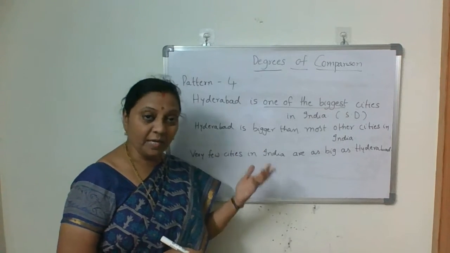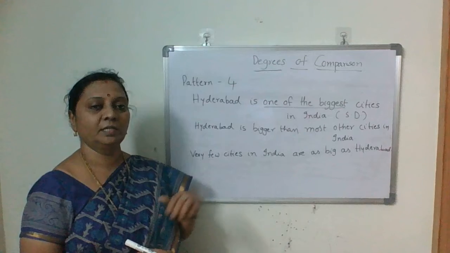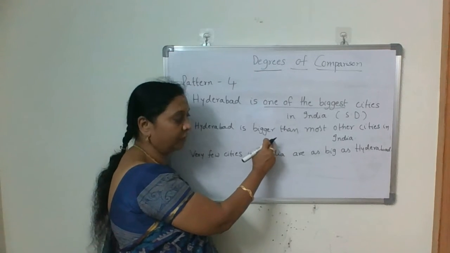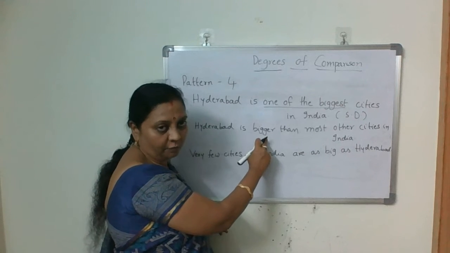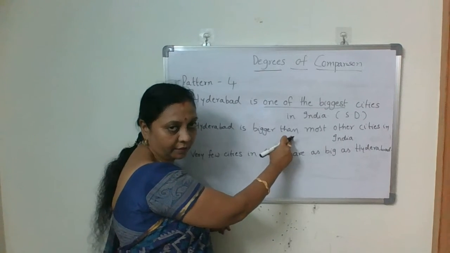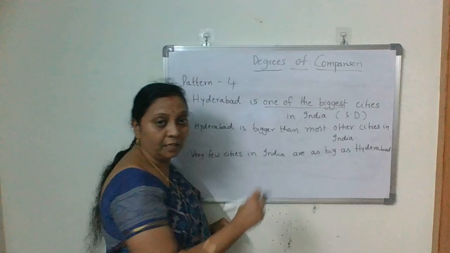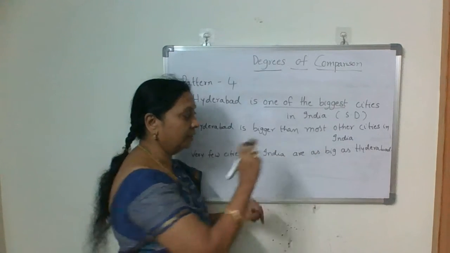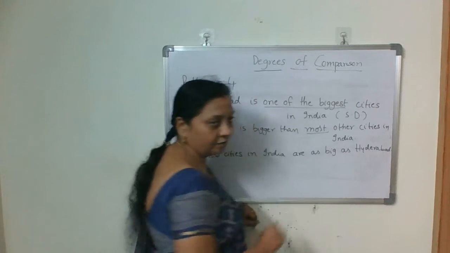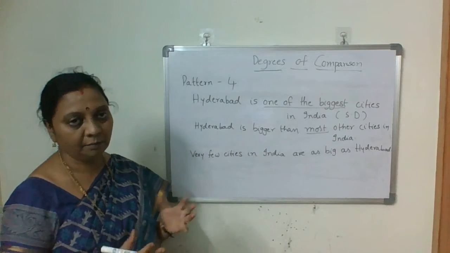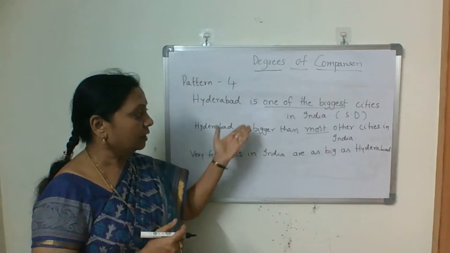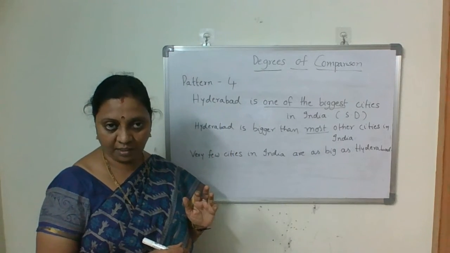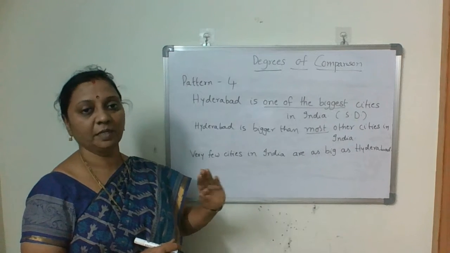Hyderabad is bigger than most other cities in India. In the comparative degree, we always have to use the comparative form, and after that "than" is compulsory. In the previous pattern we used "any other", but here we have to use "most other". This is important here because Hyderabad is only one of the biggest cities, not the only biggest city in India. It is only one among the biggest cities.